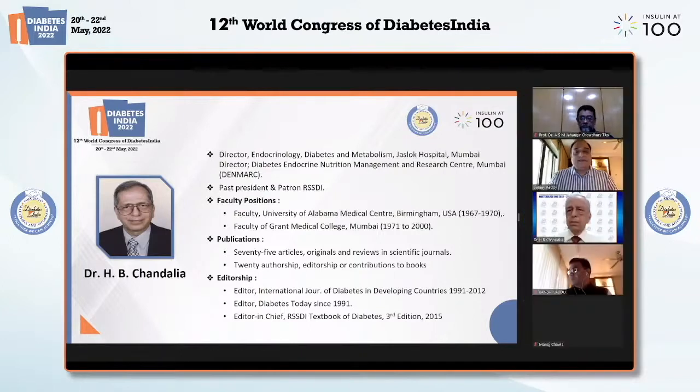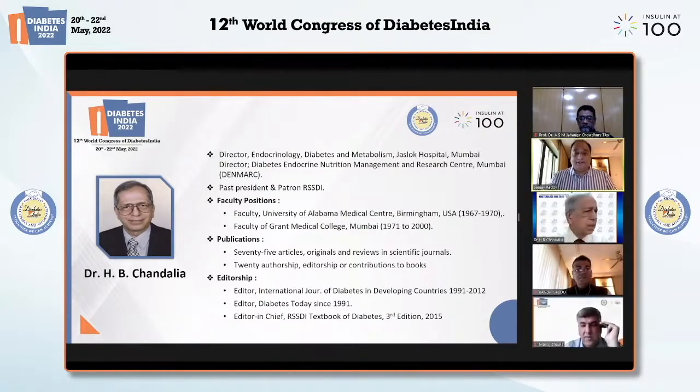He's past president and patron of RSSDI, a faculty at the Alabama Medical Center, faculty at Grant Medical College in its earlier days, and he has more than 75 articles, originals and reviews in scientific journals, 20 authorships, is editor of International Journal of Diabetes in Developing Countries for more than 2 decades, editor of Diabetes Today for the last 3 decades, and editor-in-chief of the RSSDI Textbook of Diabetes, 3rd edition, 2015.